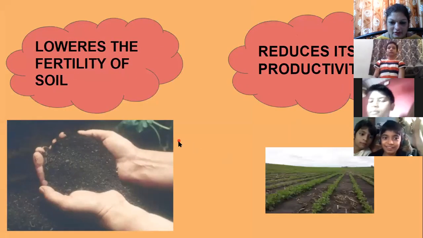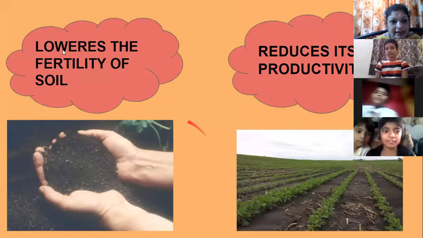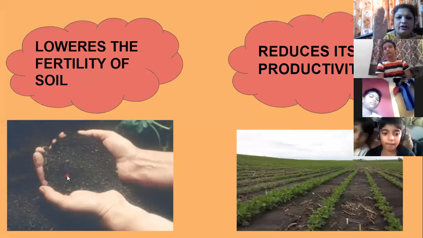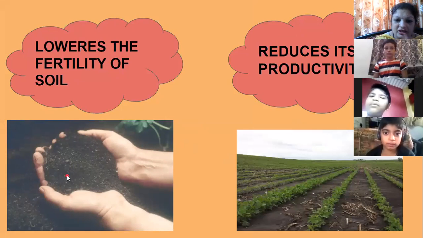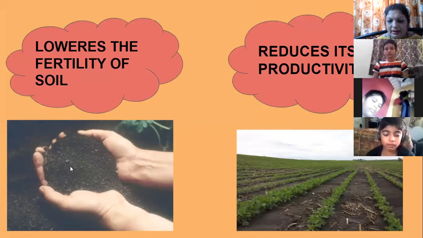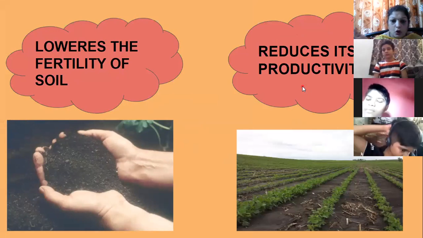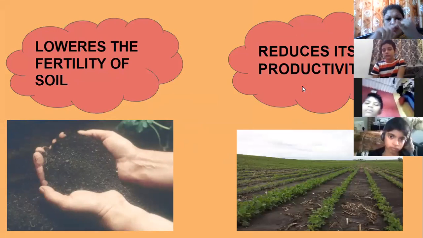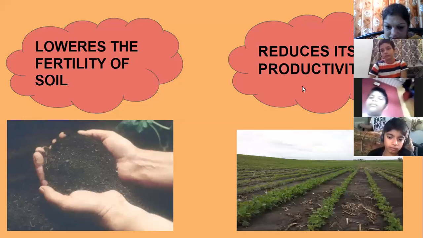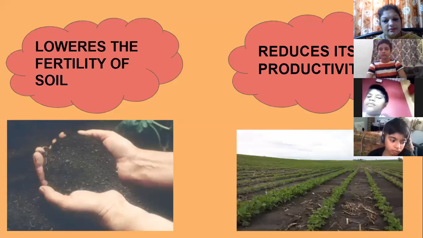Okay. Now look here. What happens when you're using chemical fertilizers? It lowers the fertility of the soil. Lowers means reduces the fertility, reduces the nutrition content in the soil. It damages the soil. Second thing, it reduces productivity. What do you mean by productivity? Growth of crops. So growth of crops is also reduced. Two things are very important: the disadvantages of chemical fertilizers.